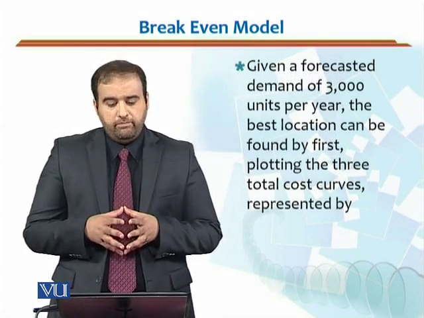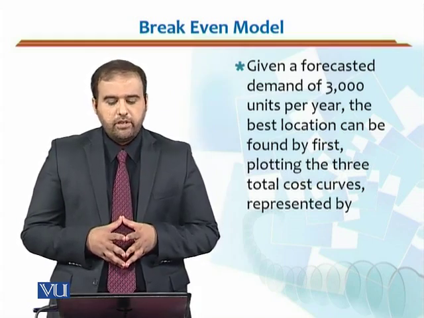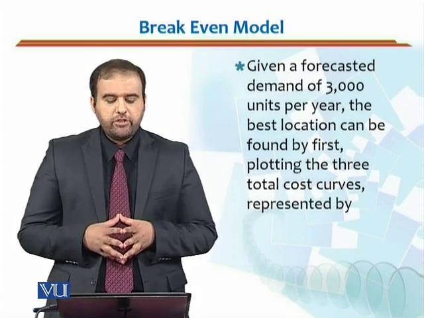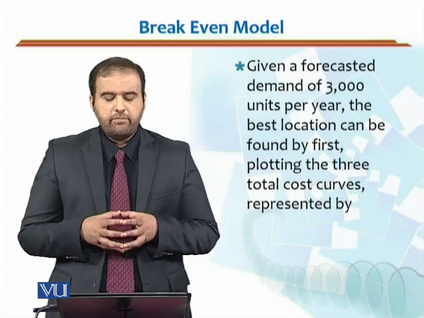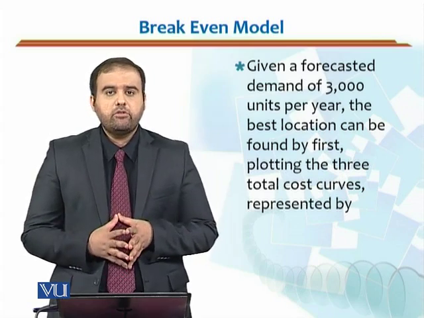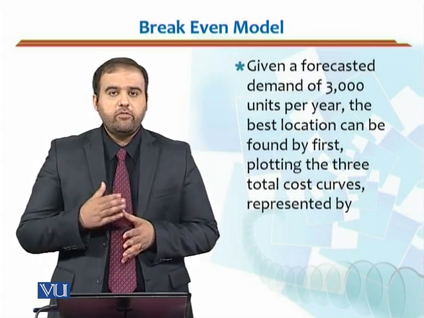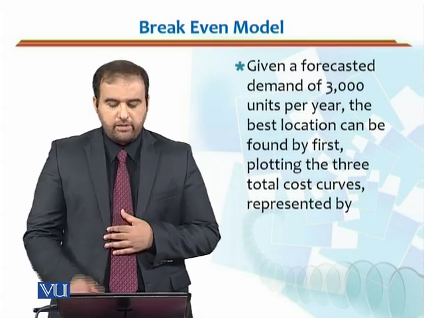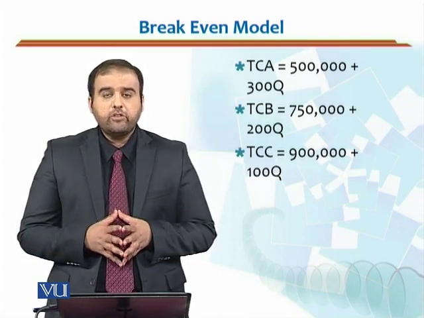So given a forecasted demand of 3,000 units per year, the best location can be found by first plotting the 3 total cost curves. आप क्या करेंगे, तीनों के जो cost curve हैं, क्योंकि हमारे पास fixed cost और variable cost available है, change the value of Q for the variable cost and you will get the lines. तो cost function आपके पास क्या आएंगे? पहले तो cost functions को देख लें.